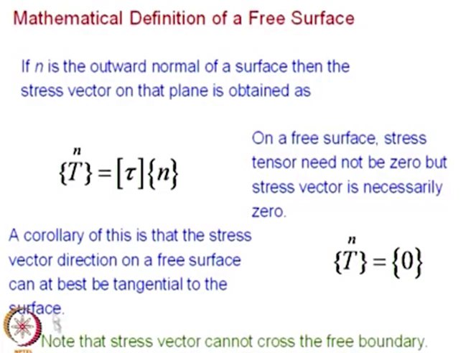So, what we are now saying is that a corollary of this is that the stress vector direction on a free surface can at best be tangential to the surface. In other words, the stress vector cannot cross the free boundary. That is what I get from looking at Cauchy's formula and this mathematical expression, and finally I come to the axiom that the stress vector cannot cross the free boundary. You must have heard that shear cannot cross the free boundary when you have done bending. The same thing is put in different words. It is more of a generic statement now.